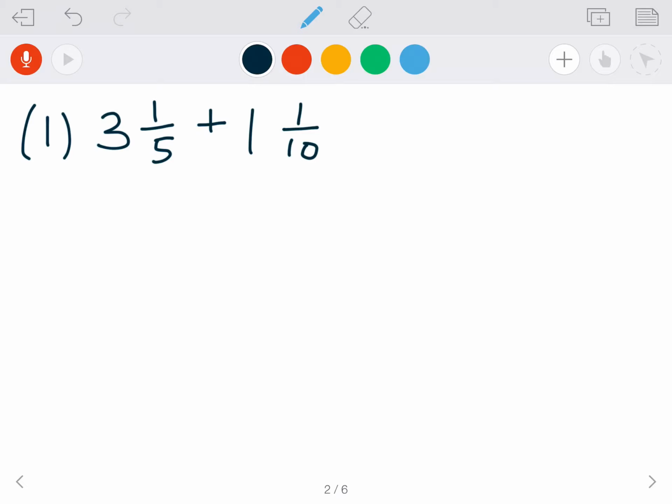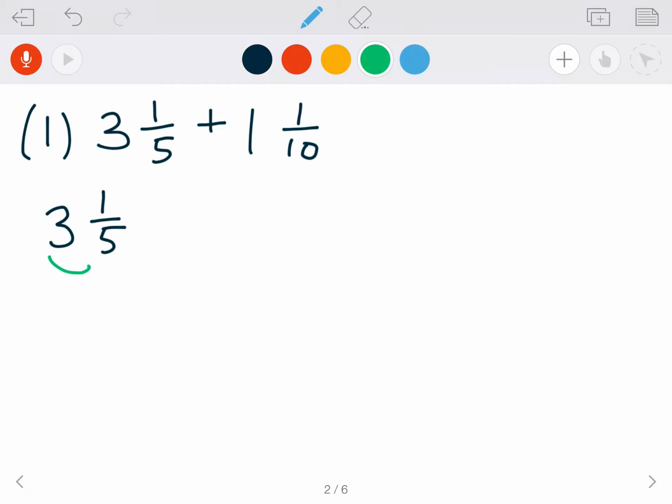Now in class I showed two strategies. The first one was adding the whole numbers and then adding the fractions. And the second strategy was converting the mixed numbers to improper fractions first and then adding those fractions together. I will be using that strategy in this video. So we have 3 1/5, and we want to convert that to an improper fraction. Right now it is a mixed number.